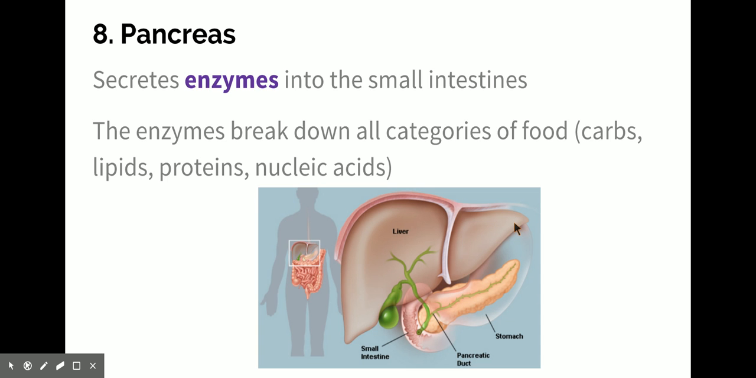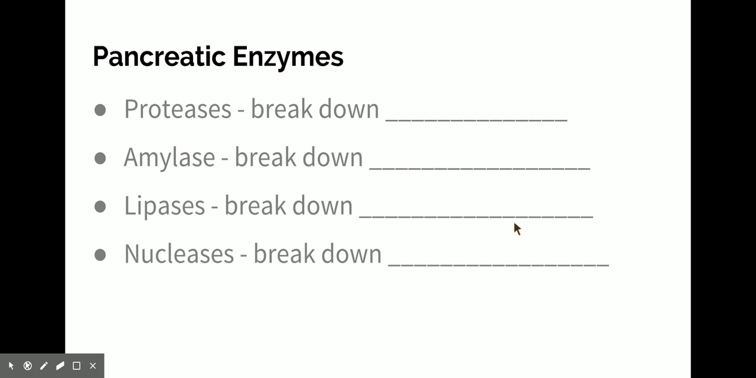So we talked about the liver's role by excreting bile to help break down fats. It is the pancreas that is going to secrete the rest of the enzymes that are going to break down all categories of foods. So let's talk about some enzymes that the pancreas makes. So they make proteases, and proteases are going to break down proteins, which we can get because the ASE at the ending of that word lets us know it's an enzyme, protease as in protein.